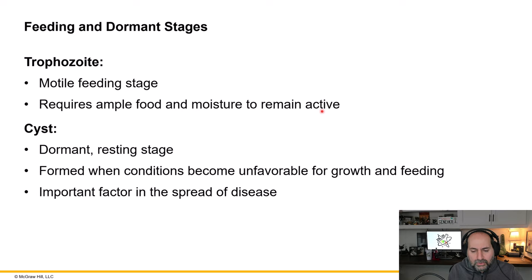Now, there is also the cyst stage. The trophozoite can form a cyst, and this is a dormant or resting stage. It's formed when conditions become unfavorable for growth and feeding. Let's say there's not much to feed on, the moisture level is dropping, and it's an important stage for spread of disease as well. Sometimes it's the cyst stage that you ingest or that can infect you, as if it's a parasitic organism.